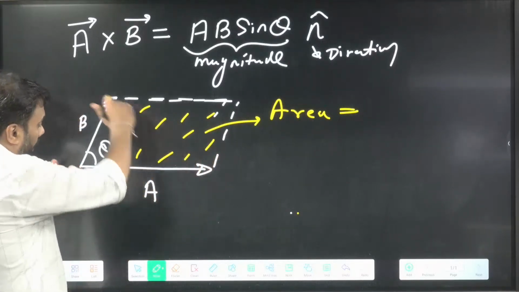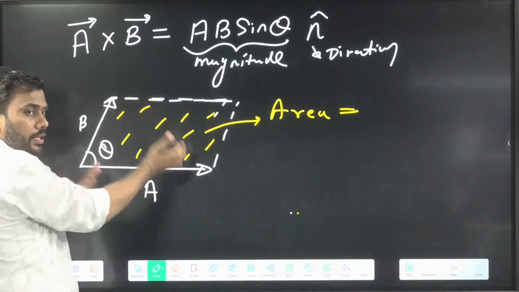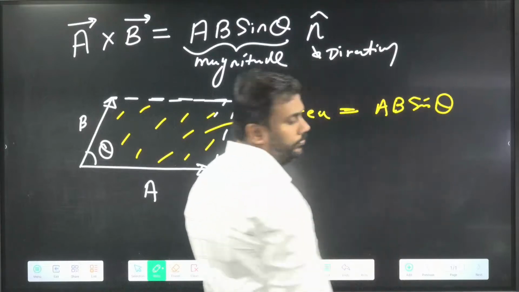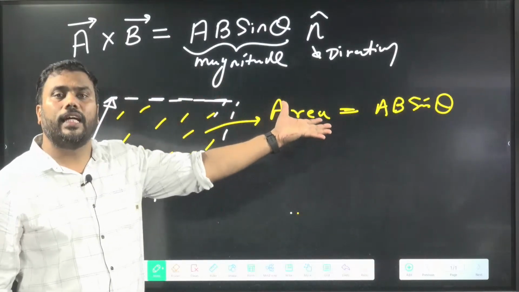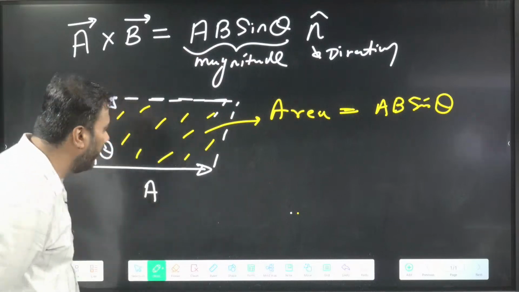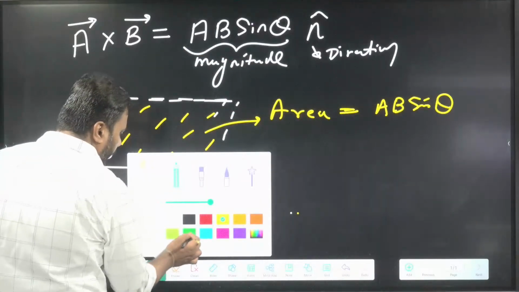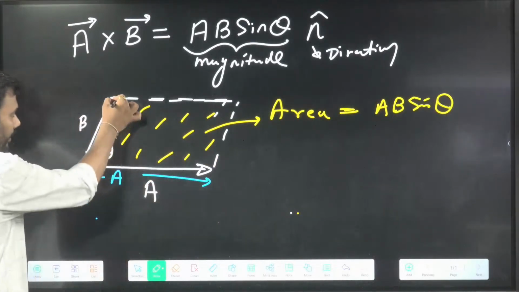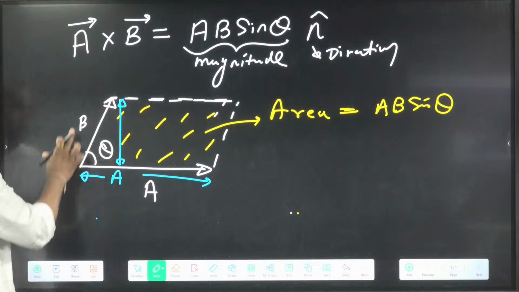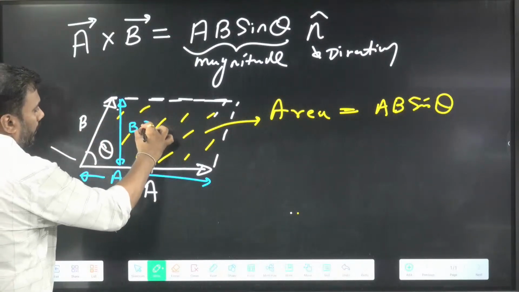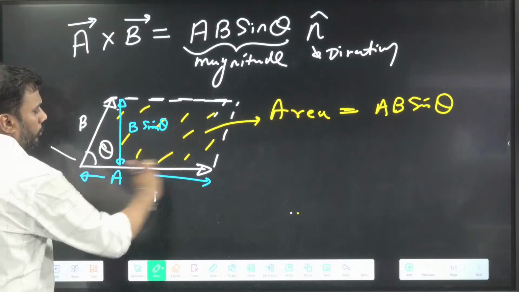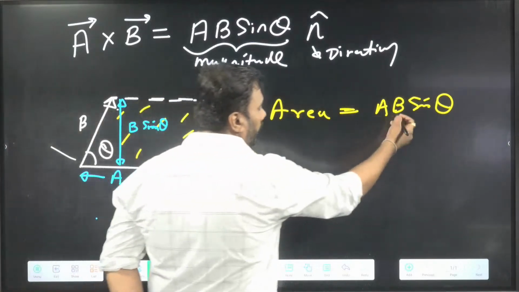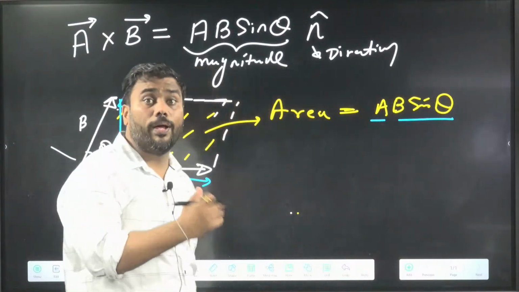If the side lengths of the parallelogram are A and B, then the area is given by AB sine theta. We have derived this. The base length here is A, and if you find the height, it is B sine theta. So base into height gives the area, that is A into B sine theta. This is the area of a parallelogram.